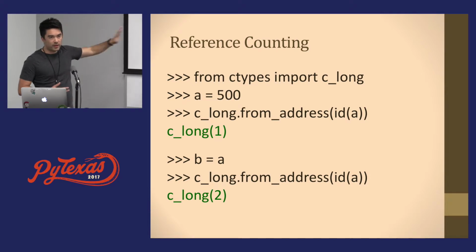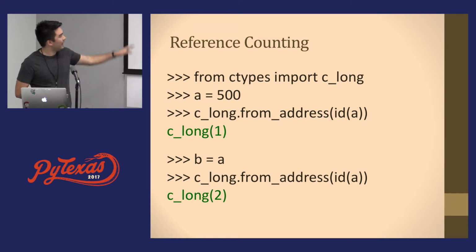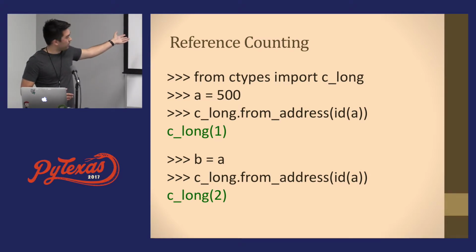So first entry, reference counting. We're going to take the ID of A and plug that into the ctypes function from address and read that out as a long. That's what's happening here in this slide. And we get out a 1, which is what you'd want because you've just assigned 1 variable to that object. And then try assigning another variable. You get 2. It seems like it's working.